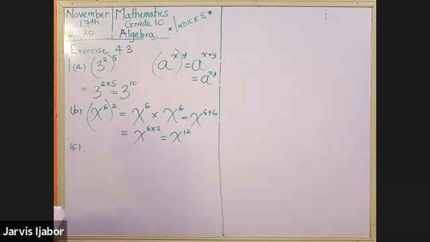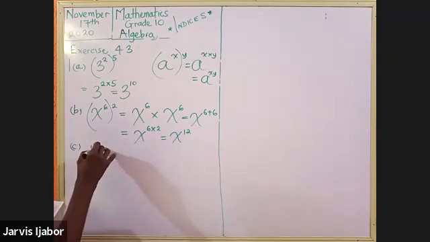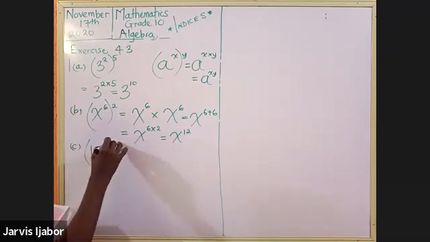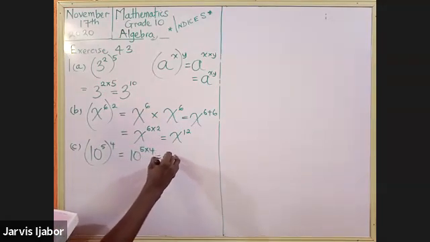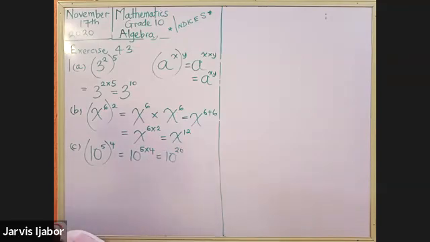Now let's look at C. In question C, we have 10 raised to the power of 5, all raised to the power of 4. This will be 10 raised to the power of 5 times 4, and that will be 10 raised to the power of what? 20.